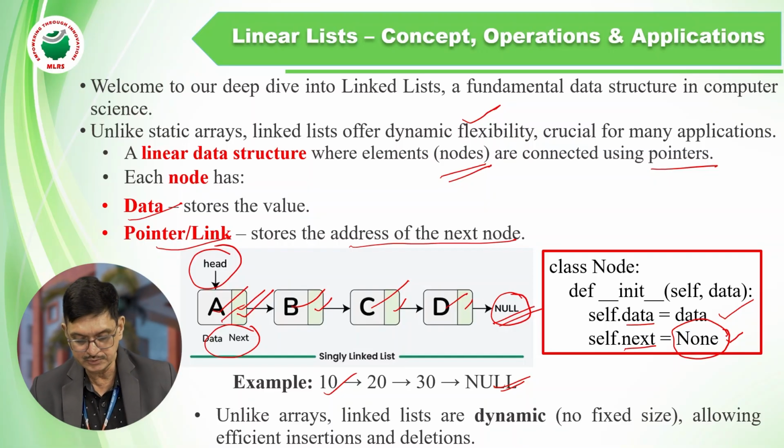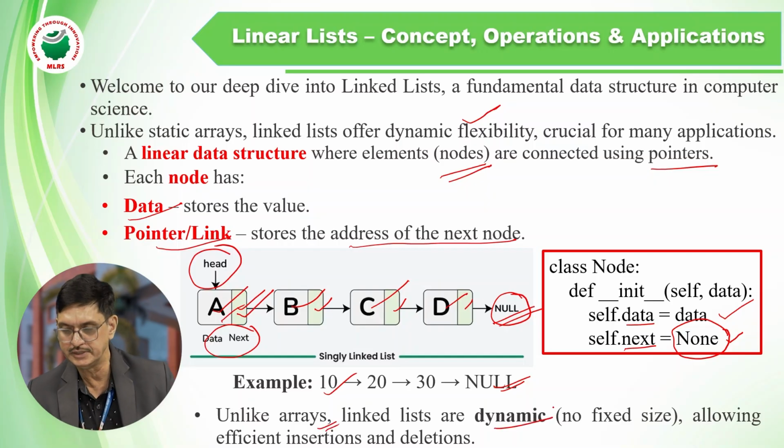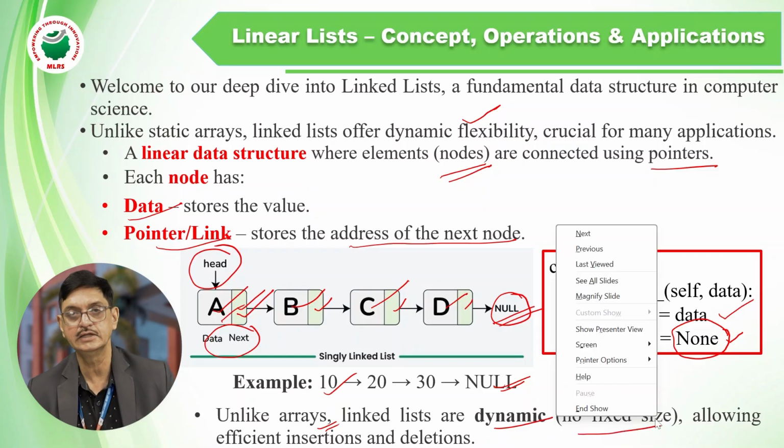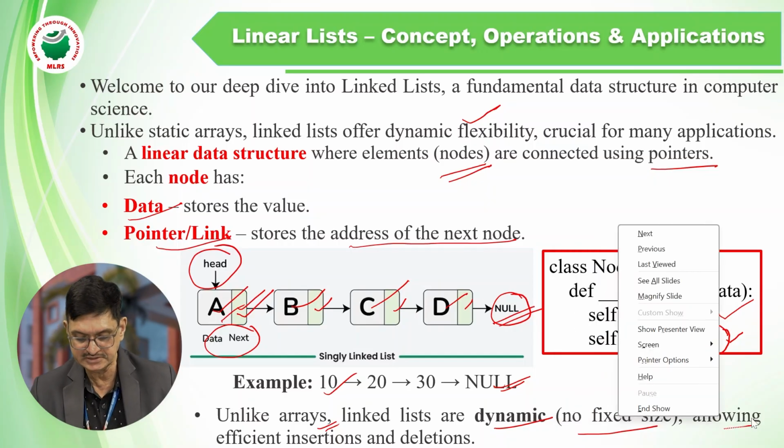Okay. So unlike arrays, these lists are dynamic. That is the point we need to identify. There is no fixed size. Logically, we can implement a linked list with an infinite number of nodes, so that we can allow efficient insertions and deletions in the linked list.